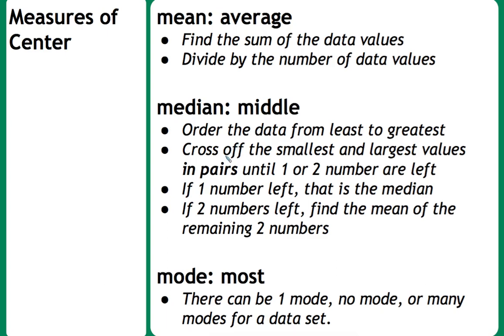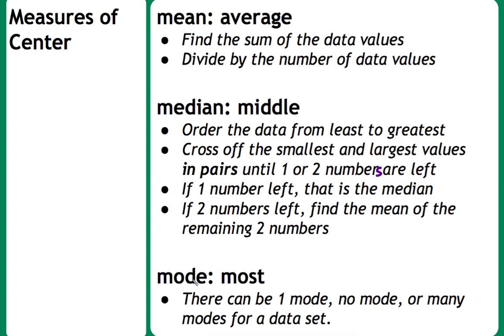We cross off the smallest and largest values in pairs until one or two numbers are left. If there's one number left, that's the median. If two numbers are left, then we find the mean of the remaining two numbers, and that's the median.